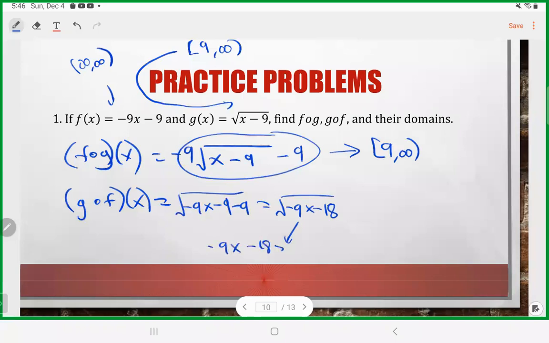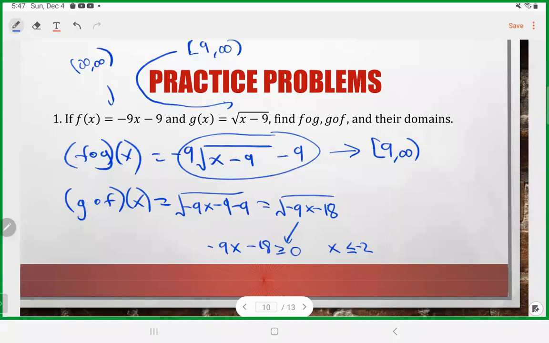So let's find the domain of this first. -9x minus 18 has to be greater than or equal to 0. So x has to be less than or equal to -2. Think about it. Yes, less than or equal to -2. And we also need it to be greater than 9.